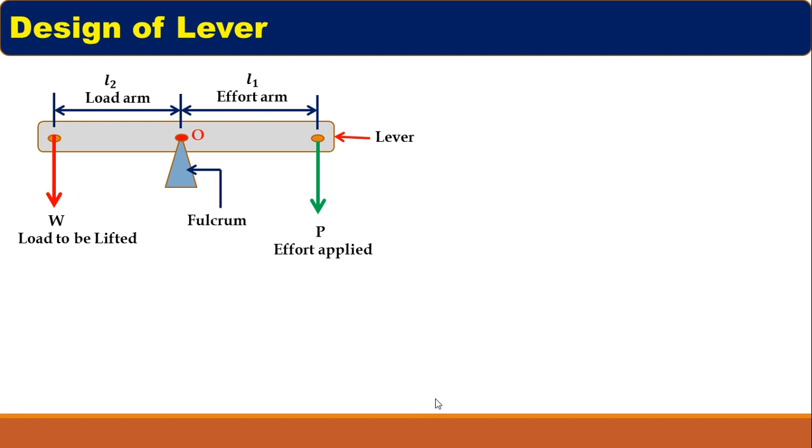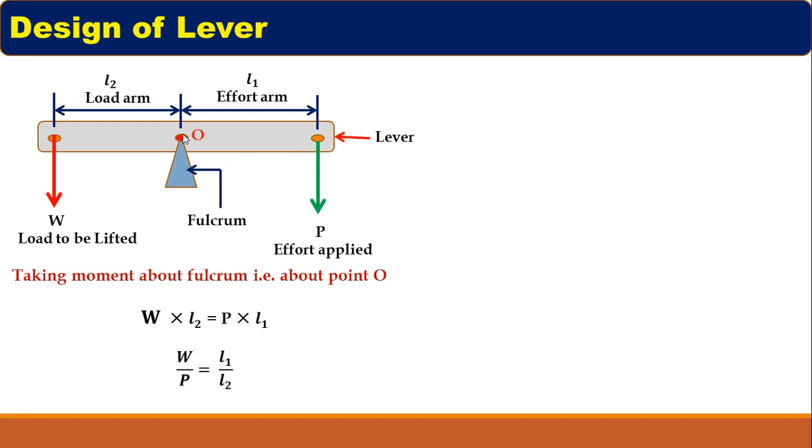Now we have to derive one simple equation here. By taking the moment about fulcrum, that is about point O, considering the load W and effort P, we get W into L2 is equal to P into L1. Let us write this: W into L2 is equal to P into L1. Rearrange the terms like this: W upon P is equal to L1 upon L2. Now in this equation we have two ratios, W upon P and L1 upon L2.